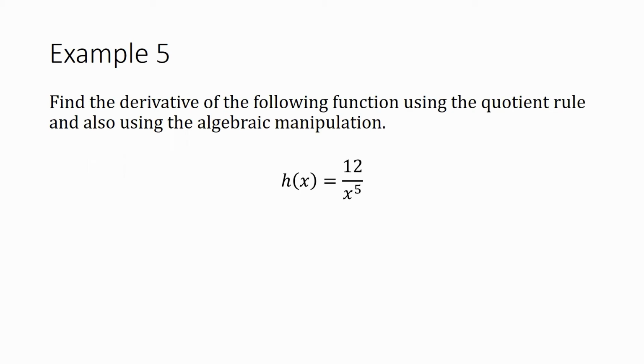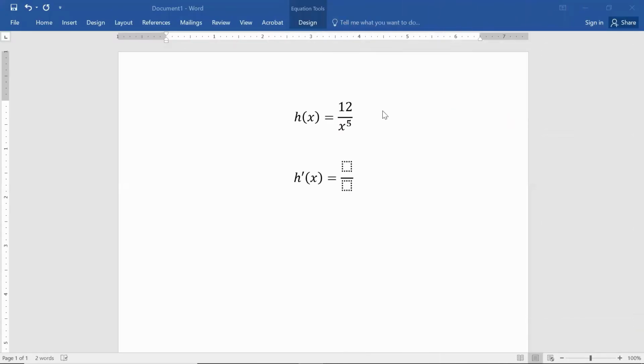We're going to take h of x equals 12 over x to the 5th, and I'm going to use algebraic manipulation and then take the derivative, and then I will take the derivative using the quotient rule, and I'll show that both are the same. So we'll show that the quotient rule works in this case. Let's start by taking the derivative of h of x equals 12 over x to the 5th using the quotient rule. So we'll begin with the quotient rule.